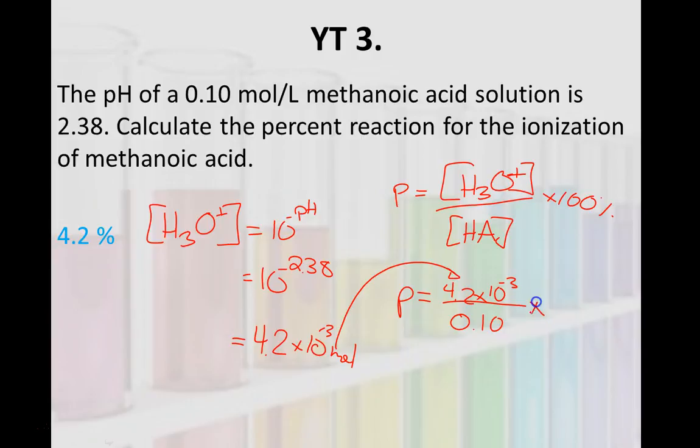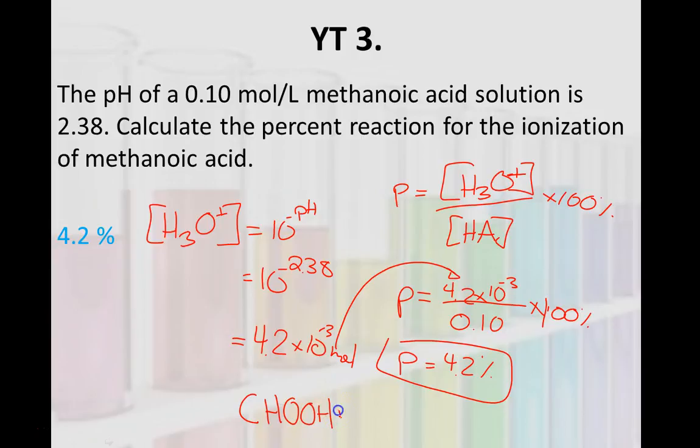And then I need to times this by 100%. And so my percent ionization is 4.2%. So I can either report it like that, or they're saying that, what is it, methanoic acid, CHOOH plus water is producing, at less than 4.2%, water and hydronium.